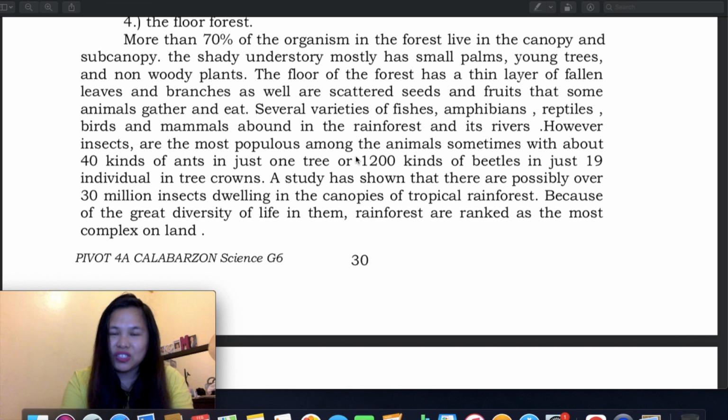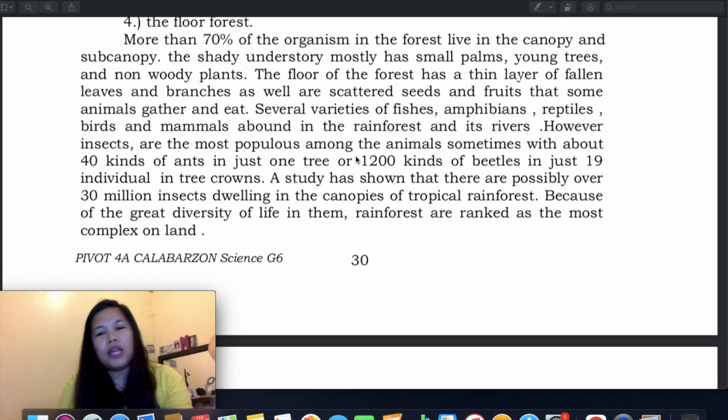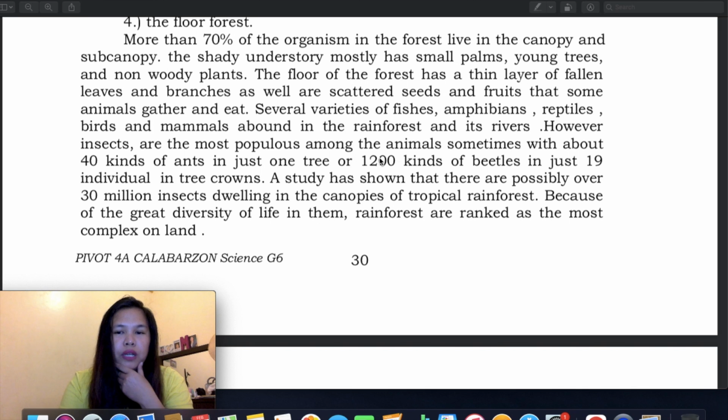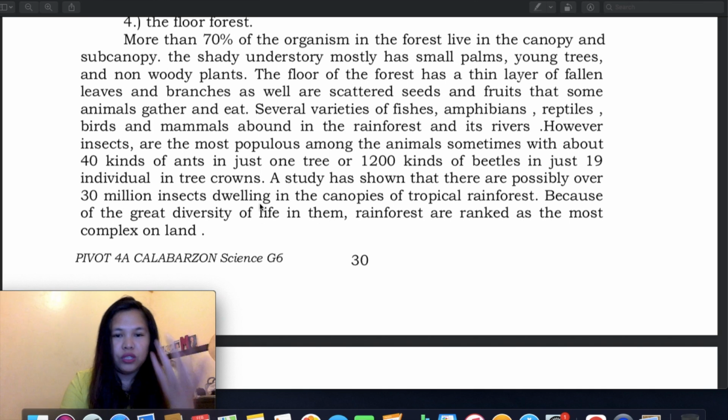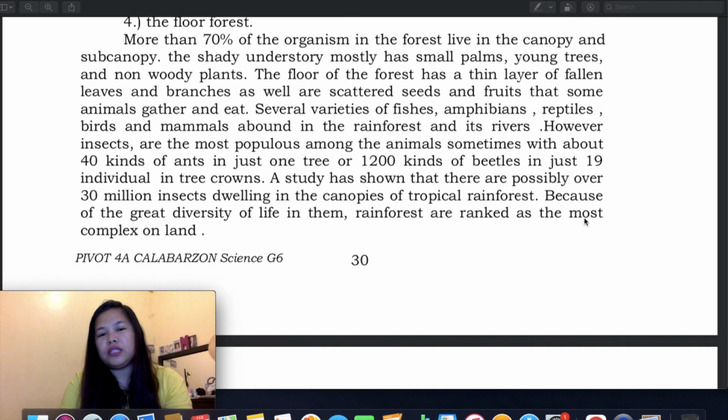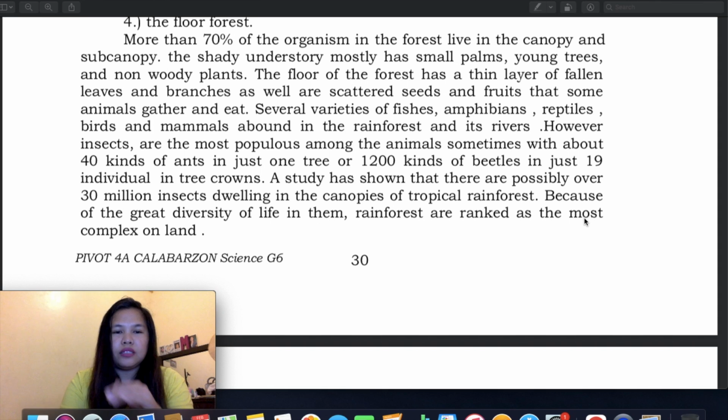So, a study has shown that there are possibly over 300 million insects. So, ito yung insects, ano yan? Invertebrates or vertebrates? So, comment your answer in the comment section below. So, dwelling in the canopies and tropical rainforest. When we say dwelling, naninirahan sila doon sa canopies and subcanopies. So, because of the great diversity of life in them, rainforests are ranked as the most complex on the land.